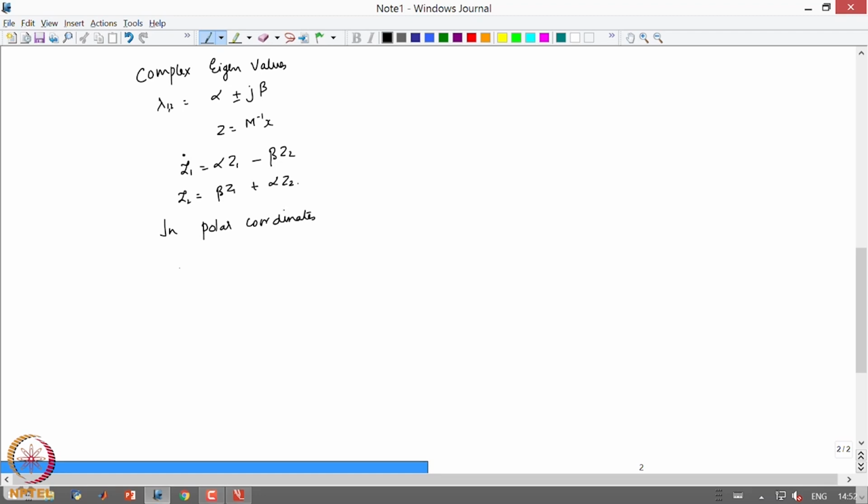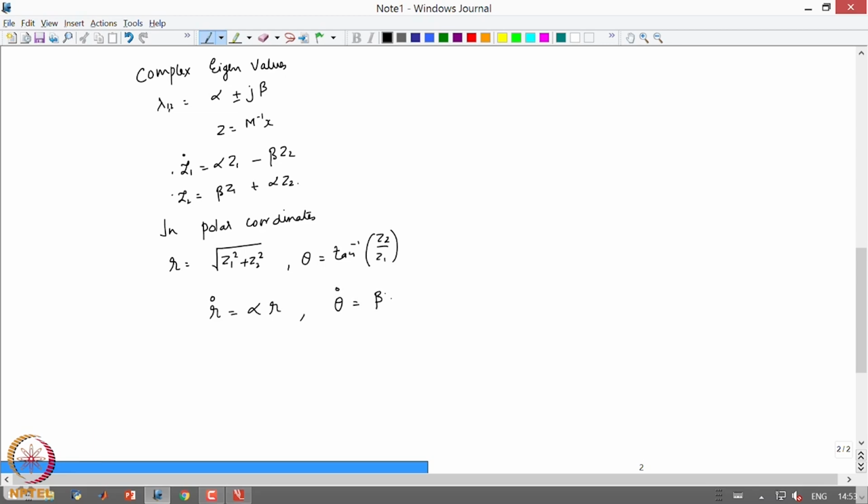Okay, what do I have in polar coordinates? r is the square root of z1 square plus z2 square, and the angle theta is the tan inverse of z2 over z1. Okay. Now, if I write these equations in polar coordinates, I will have two decoupled first order differential equations, that is r dot is alpha times r, and the second equation is theta dot is beta.